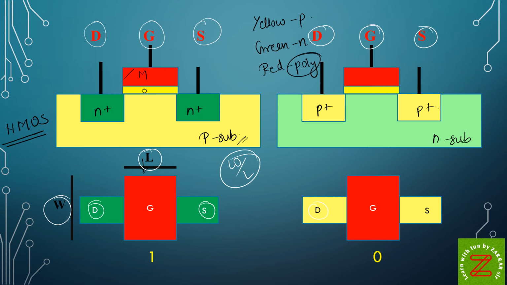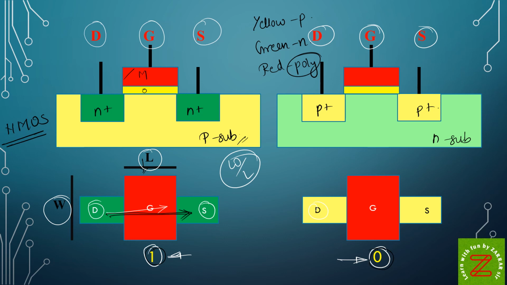Now you can see I have written 1 over here and 0 over here, which is very important. This is nothing but logic. So here it is logic 1 and here it is 0. Logic 1 means if I give positive voltage at the gate of NMOS, my NMOS will get activated and current will flow from drain to source. It's a very simple concept: NMOS will get activated when it gets 1. Similarly, PMOS will get activated when it gets 0.